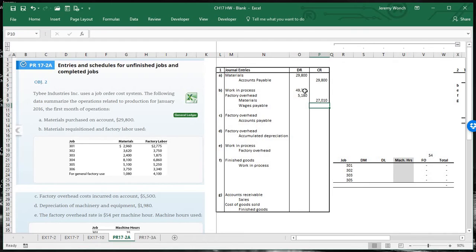Same deal with factory labor. We've already entered the numbers in once. Let's just copy them, paste it in, and then add in our last one here. It's 27,950. Well, let's just put a formula down here just to make sure that our journal entries balance. Never want to get out of balance.